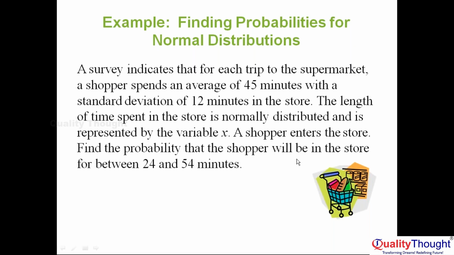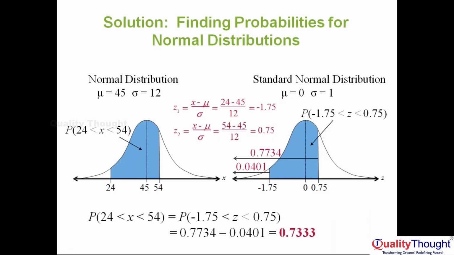Guys, we need to identify the Z score, x minus mu divided by sigma, for 24 minutes and 54 minutes. And then you need to identify the distance between those two Z scores. Finally, you should get 0.7333, which was the very first answer given by Raju. Very good. And the rest of you, please check where you have missed.